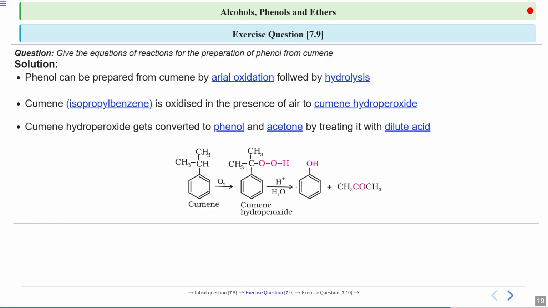You can see we have this cumene, isopropylbenzene, with an attached isopropyl group. So we do the oxidation of cumene in the presence of air. This oxygen molecule is added into the isopropyl group and gives us cumene hydroperoxide. Then the hydrolysis of this cumene hydroperoxide happens, and you get your products as phenol and acetone, CH3COCH3. So this is how phenol is prepared from cumene by the given reaction.